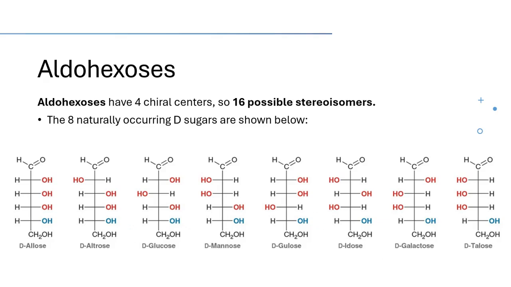Aldohexoses have 4 chiral centers, so 2 to the 4 means that there are 16 possible stereoisomers. The 8 naturally occurring D sugars are shown here below.